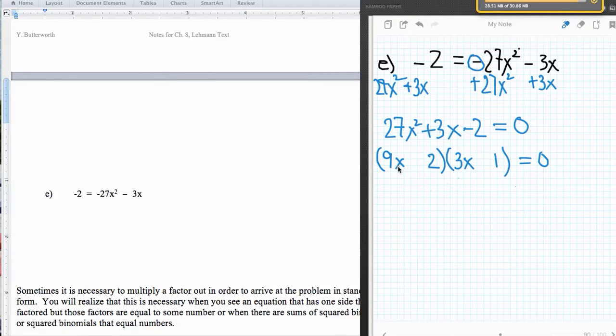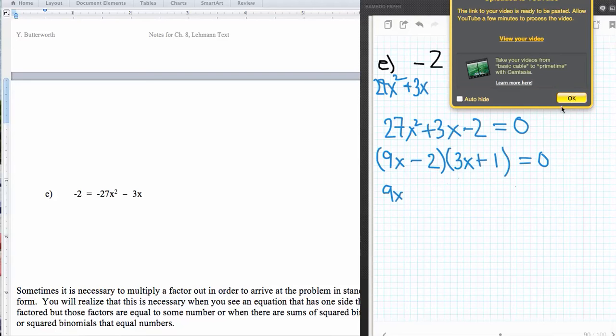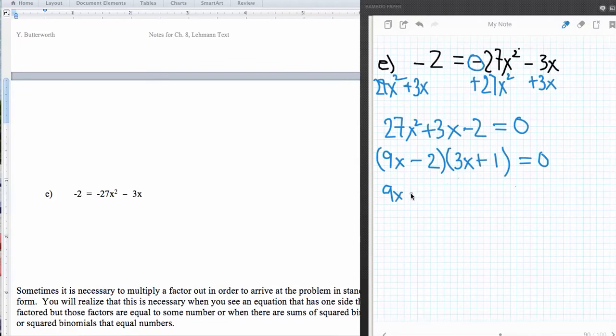And that is going to give me a positive 9 and a positive 9 and a negative 6, or vice versa. And that is a difference of 3. So I'm going to put a negative in here and a positive out here. And those are our factors. Now once I have the factors, I'm going to set each of these factors, my a and b, equal to 0. So 9x minus 2 is equal to 0. Or if 3x plus 1 is equal to 0.